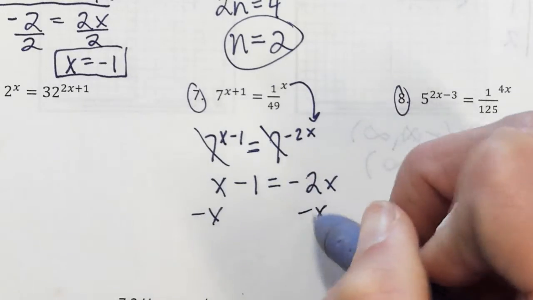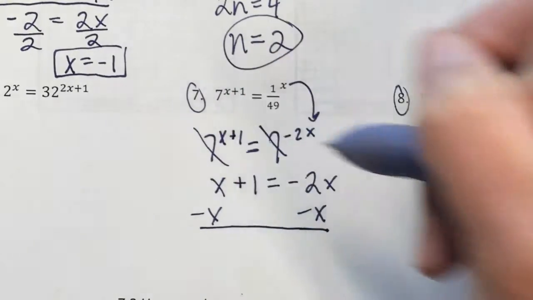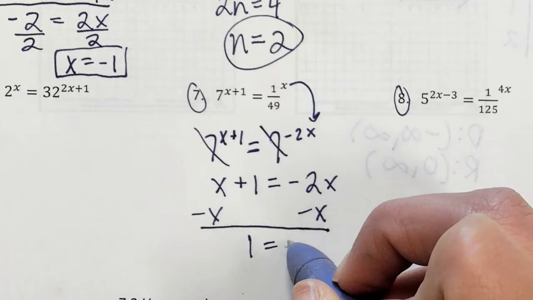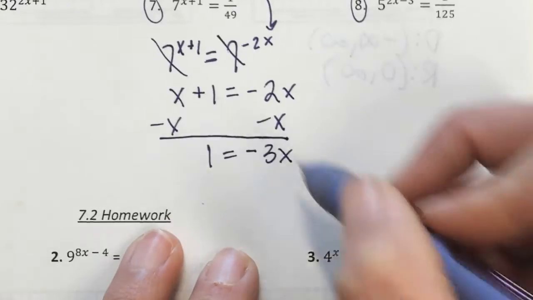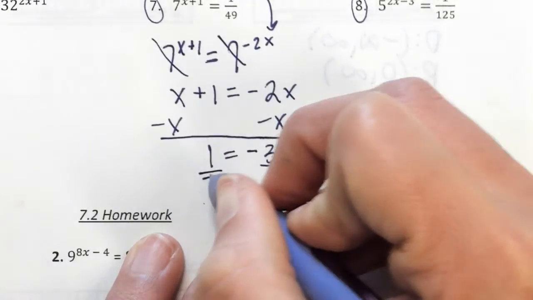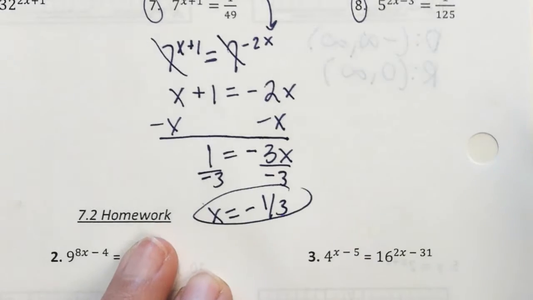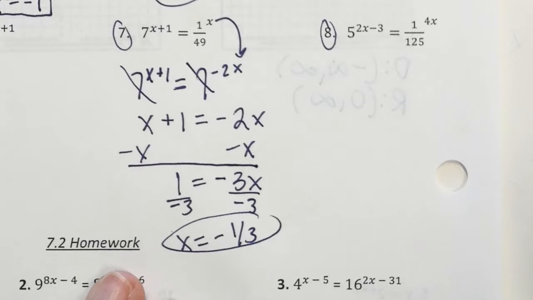Oh, sorry. Thank you. So I get 1 equals, and then divide by. Very good. So my answer would be negative 1/3. So you can have fraction answers. That's fine. Everybody go with that one?